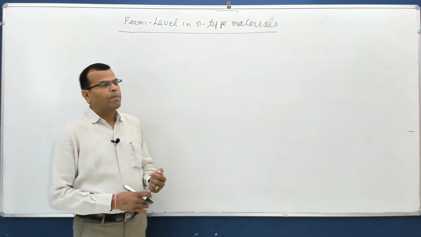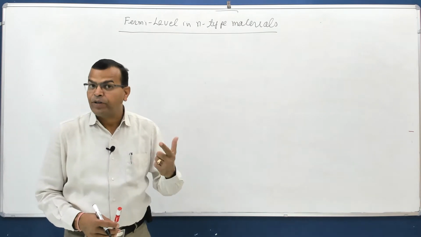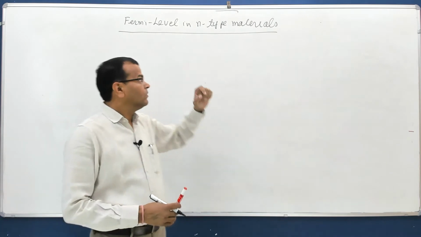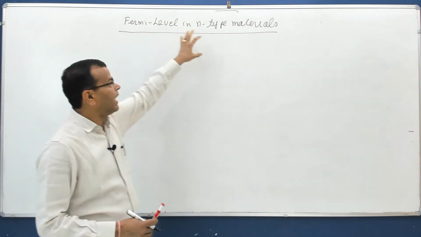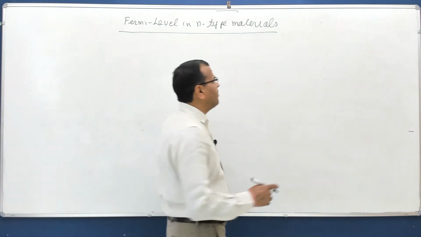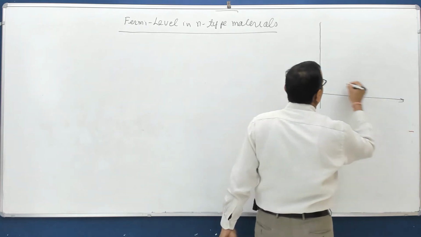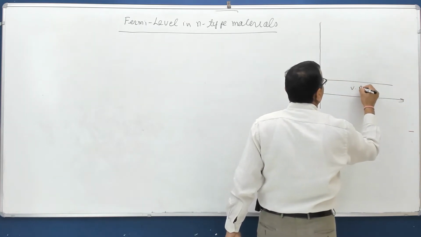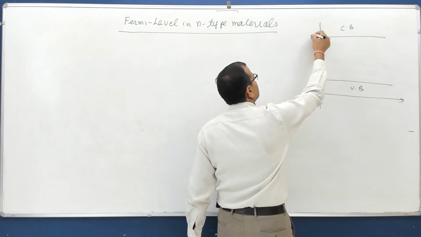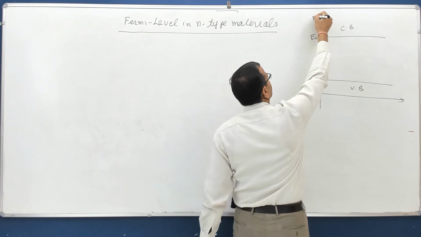Hello everyone, we will now discuss an interesting and important topic, especially from engineering services point of view, that is Fermi level in N-type materials. The Fermi level in N-type materials, first of all let us draw the energy level diagram. This is the valence band, this is the conduction band. This is the lowest level of conduction band, this is the highest level of valence band, that is energy E.